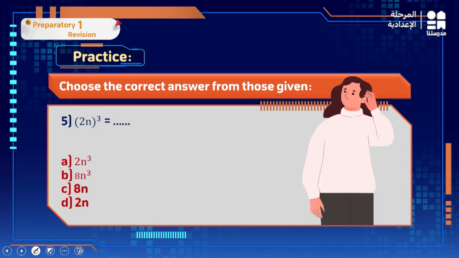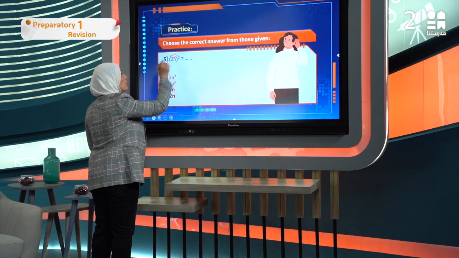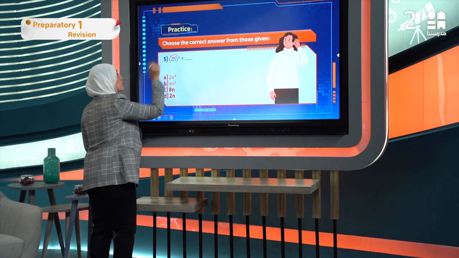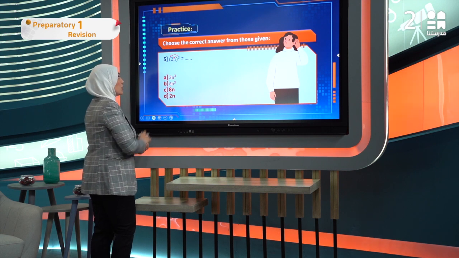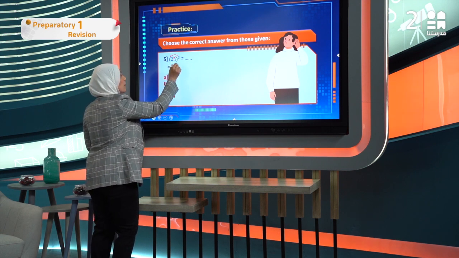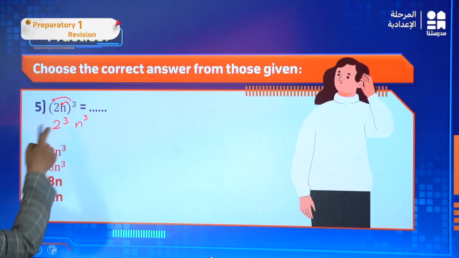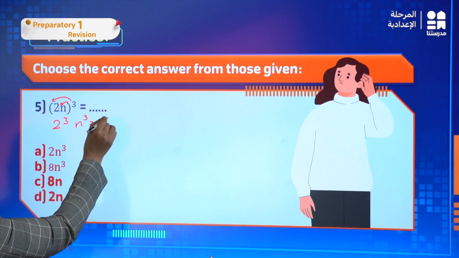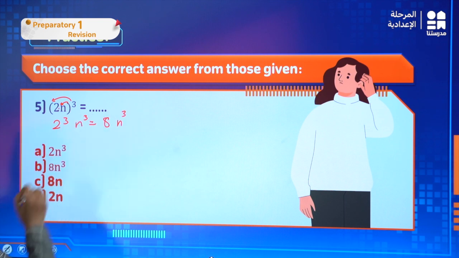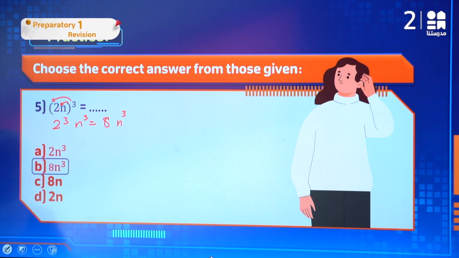The fifth one, 2n all to the power of 3. Also distribute this 3 for 2 and n. Why? Because there is no sign here between the 2 and the n, and that means multiplication. 2 to the power of 3 and the n to the power of 3. 2 to the power of 3 is 2 times 2 times 2, which is 8, and the n to the power of 3 as it is. So the correct answer is letter B.